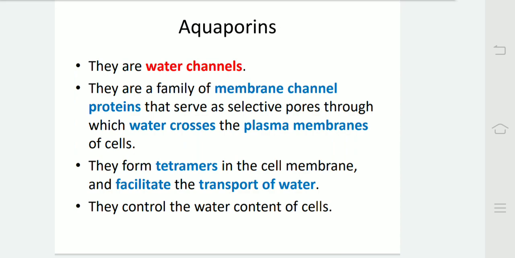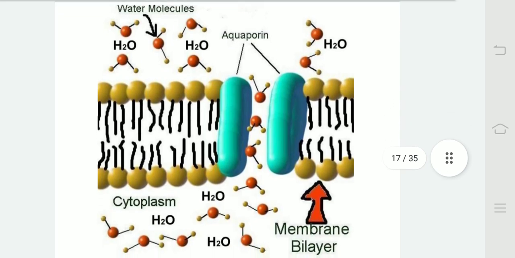Aquaporins. These are water channels. They are a family of membrane channel proteins that serve as selective pores through which water crosses the plasma membrane of cells. They form tetramers in the cell membrane and facilitate the transport of water. They control the water content of the cell. In this diagram, we can see that water molecules pass through the aquaporin channel across the cell membrane.